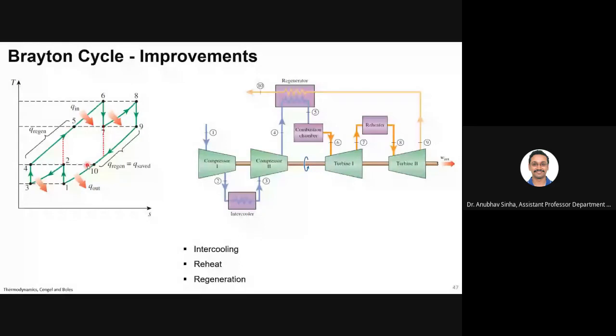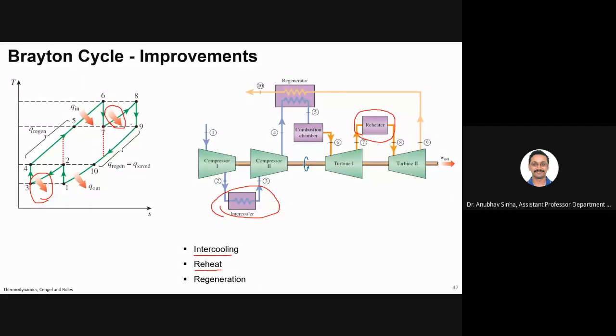So three processes we are employing here to improve the efficiency and work done in a Brayton cycle. One is intercooling, which is shown in the plot here. You're removing heat and then compressing again. Then we have reheat in between the turbines. So this is your reheater. When this is coming down, it would come down like this. Instead of that, we can reheat it here, go back to the same temperature, and then come down later.